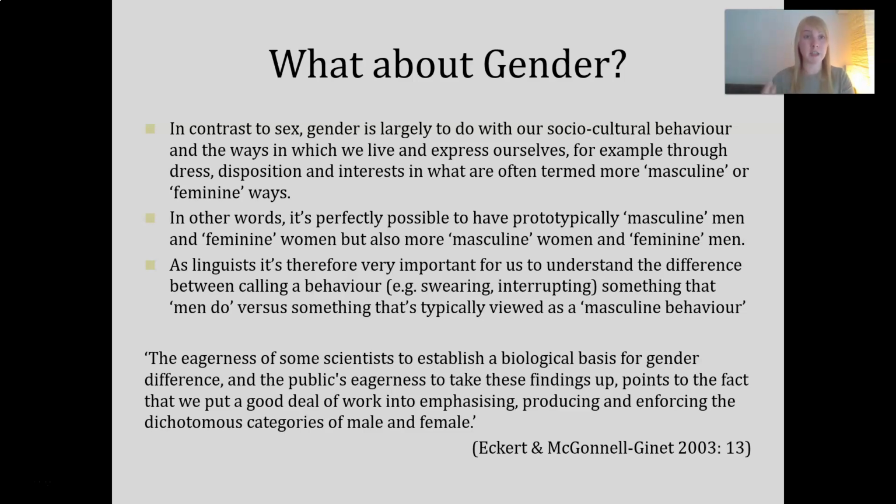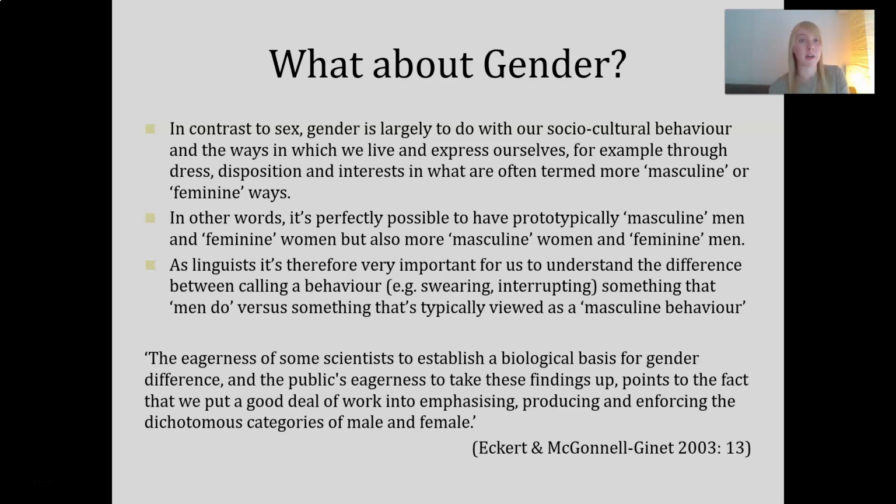And I'm going to suggest to you that, generally speaking, talking in these terms about things that are associated with being masculine or feminine is often a much more helpful way for us to go about talking about patterns in linguistic variation than talking about what men do and what women do. So as linguists, it's therefore really important for us to understand the difference between calling a behaviour something that men do, for instance, versus something that's viewed as a typically masculine behaviour.